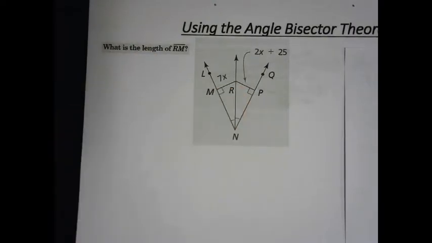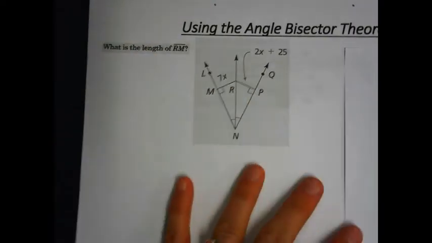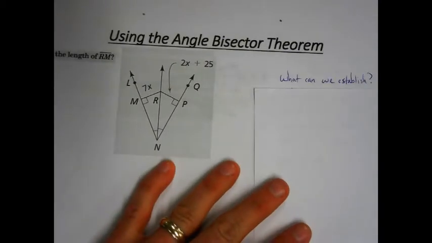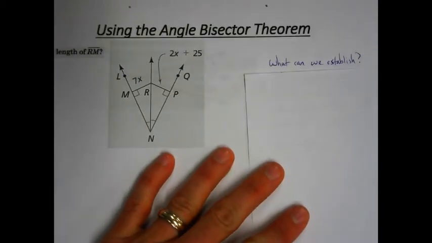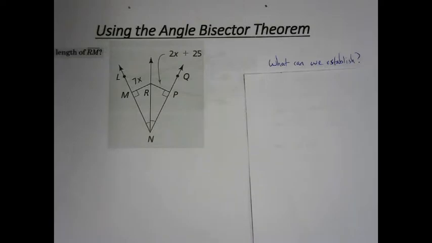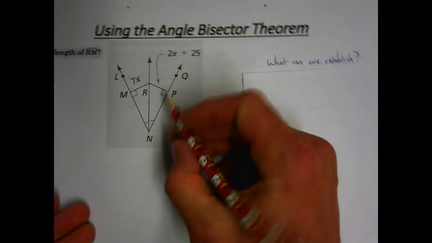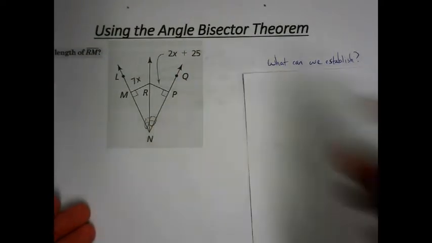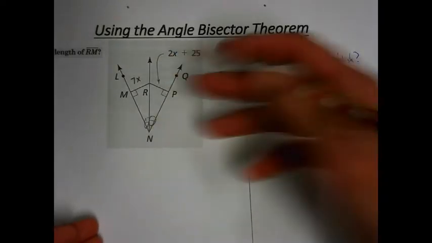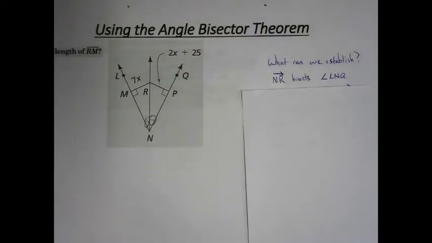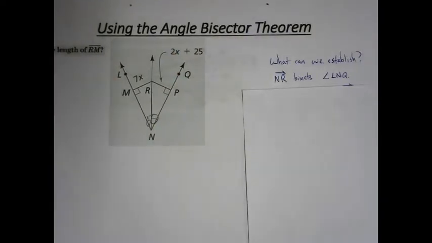What is going on in this diagram? Let's see what we can see. So we look at this diagram and we ask, what is it that we can establish? Are we looking at a bisector? Yeah, check this out. Angle here, congruent angle. What does that mean? That means NR is the angle bisector of angle LNQ. That's totally what we can establish, that the ray NR bisects angle LNQ.